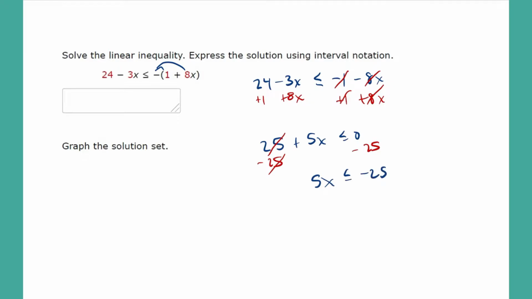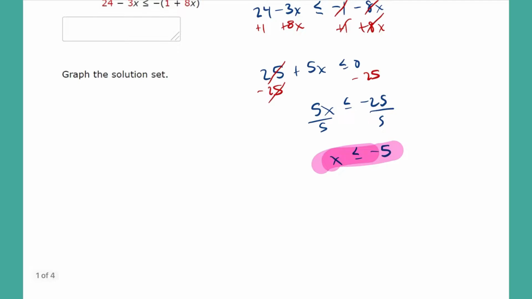5x less than or equal to -25. Divide by 5. x is less than or equal to -5. Careful when you're dividing by a negative number not to forget to change the direction of the inequality. In this case, we're dividing by a positive, so we're not going to change the direction.